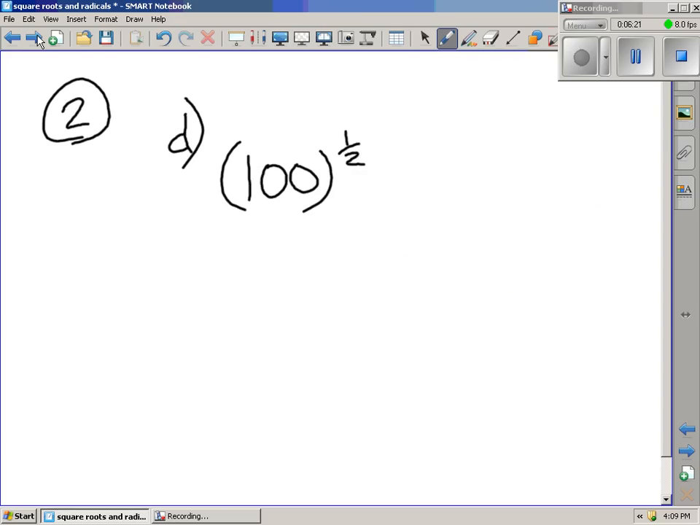Number 2D, 100 to the 1/2 power is equal to the square root of 100, which is equal to plus or minus 10.